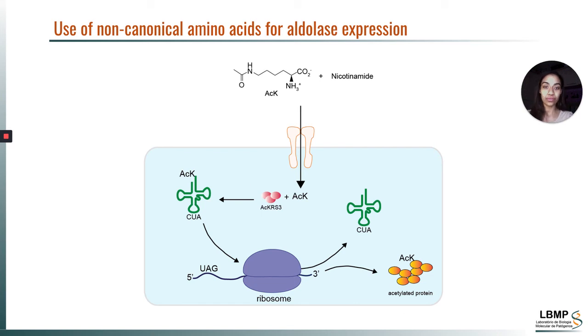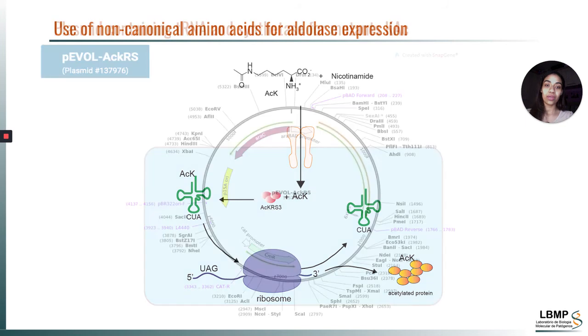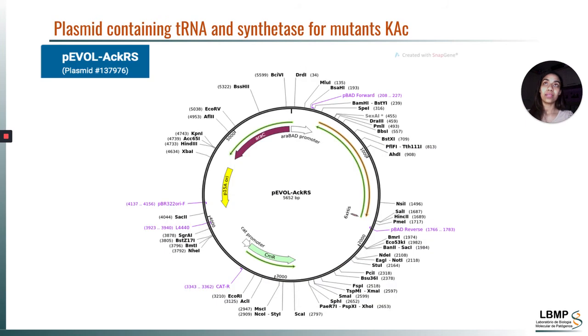In order to achieve that, we ordered this plasmid from SnapGene that contains the tRNA and synthetase to recognize the acetyl-lysine, and we are waiting for it to arrive to continue the steps of expression, purification, and activity testing.